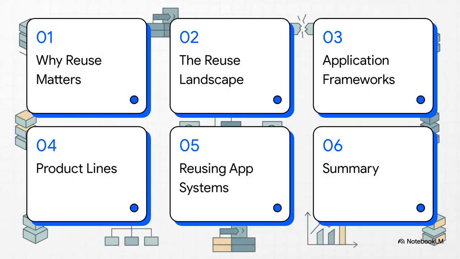So here's our game plan. We're going to start with the big why. Why does reuse matter so much? Then we'll map out what's called the reuse landscape so you can see all the different forms it can take. After that, we'll zoom in on three major strategies: application frameworks, software product lines, and reusing entire application systems. And then we'll bring it all home with a quick summary and some final thoughts.